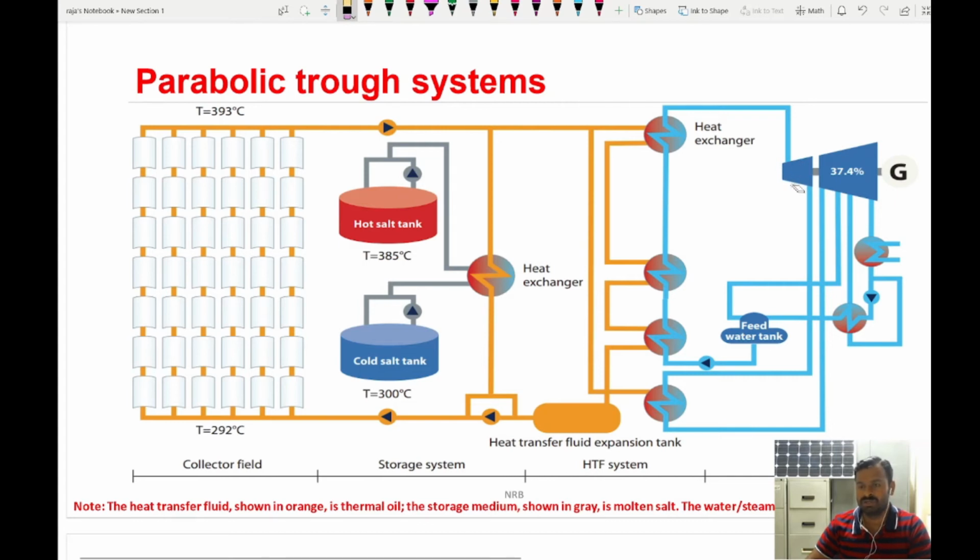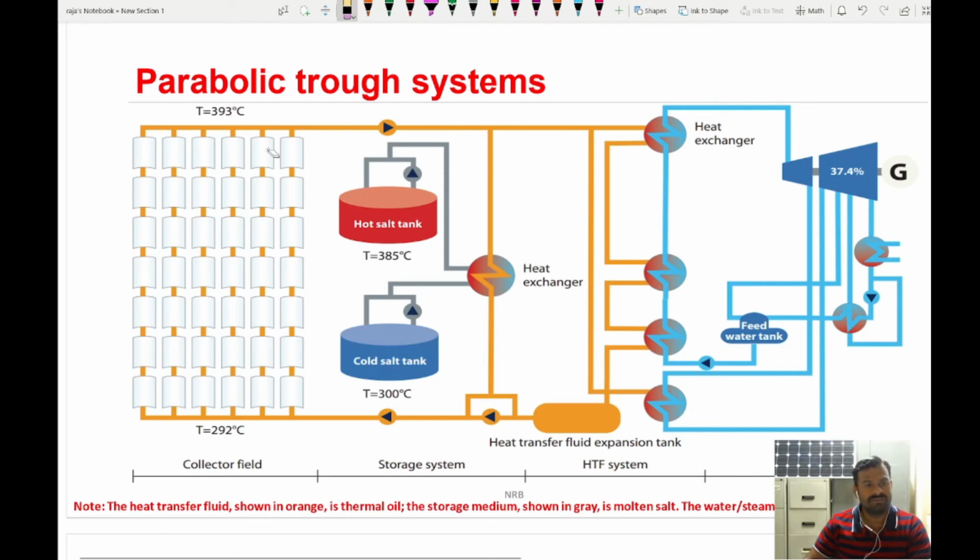The turbine is going to rotate, and it is coupled with the generator. So the generator also rotates along with the turbine and produces electricity. The return line water goes through the condenser. The condenser will cool down the water, and again it will go back to the feed water tank. And this is how the water absorbs the temperature which is available from the collector through this heat exchanger. So this is the second path available.